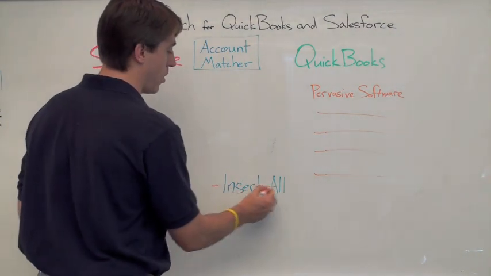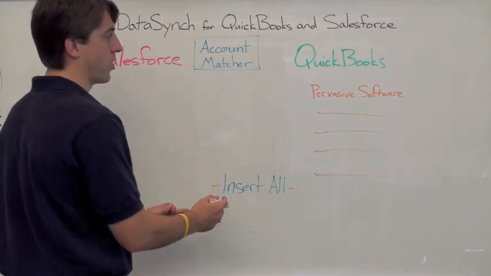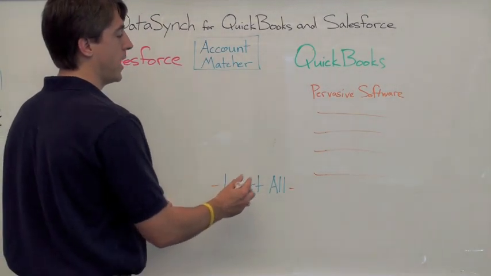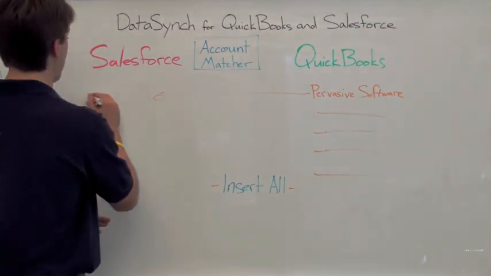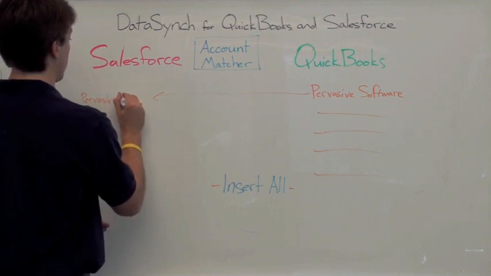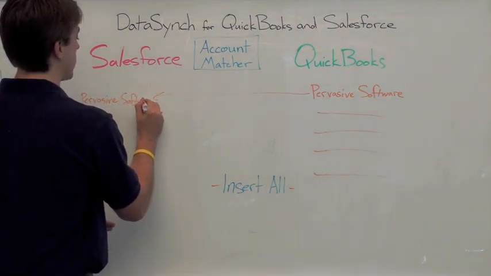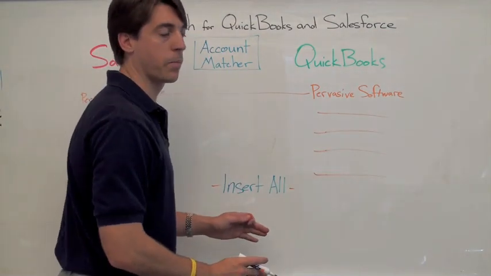And what that does is once you run the account matcher Insert All feature, it's going to say, okay, well, pervasive software is in QuickBooks. Let's go ahead and create pervasive software in Salesforce. It's going to do that for all of your customers in QuickBooks.